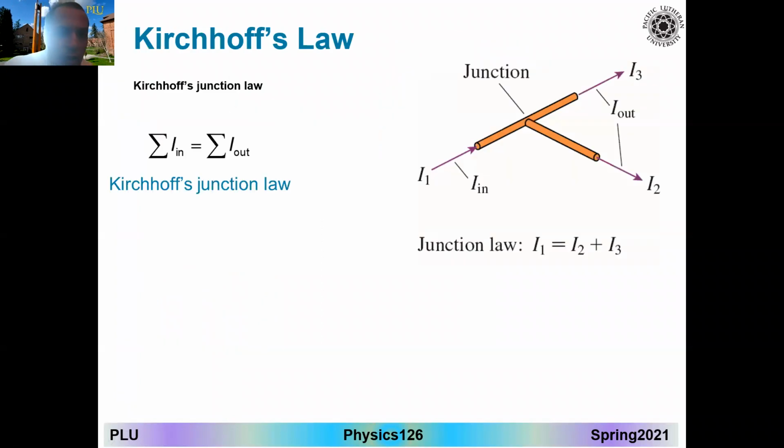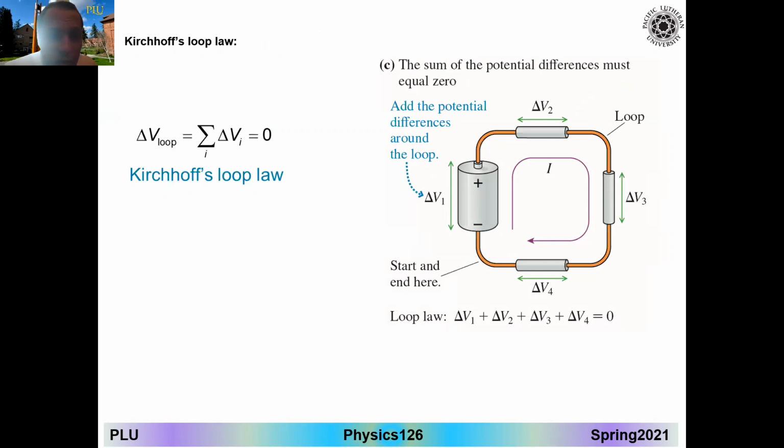We mentioned the Kirchhoff junction law, where the summation of the input current equals the summation of the output current from the junction. Here is what we call a junction. In this case, I1 comes in and equals the two currents that come out. So that's the first law.